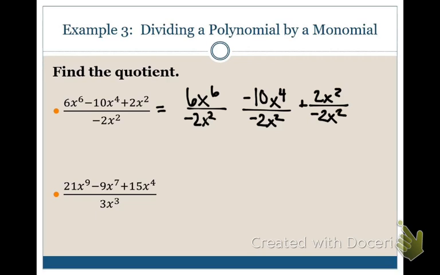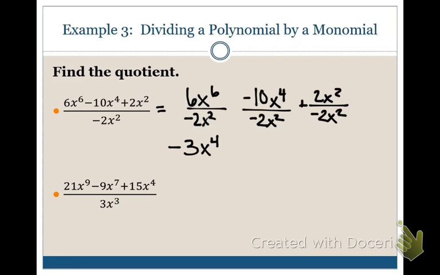So why was 2x squared positive? Because it's positive in the original. So now that I have it split up, I can reduce each fraction individually. All right, what would be 6 divided by negative 2? Negative 3. And when I subtract my exponents, what do I get? X to the 4th. That's it.